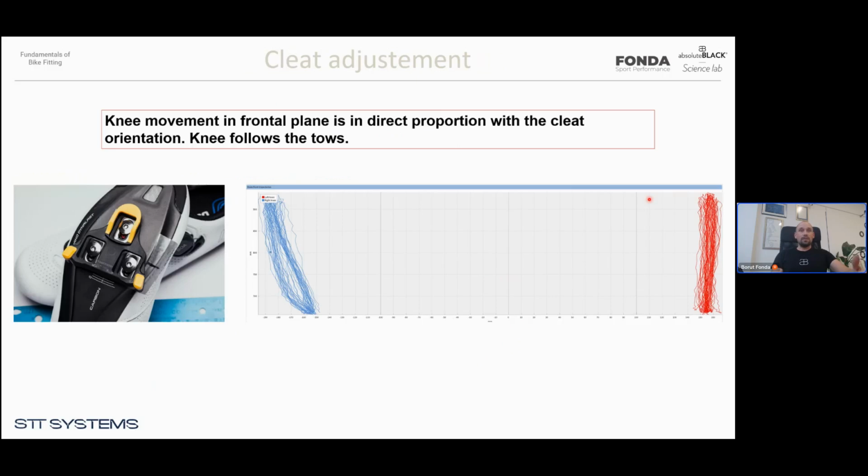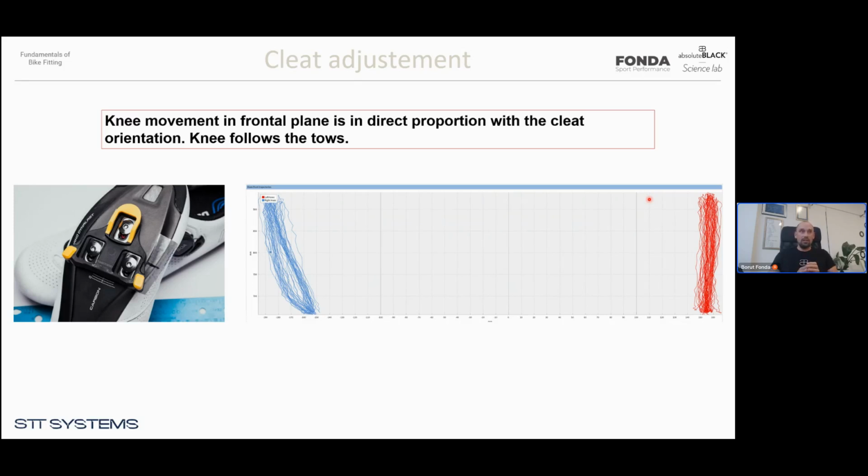Last but not least, we spoke about the cleat adjustments. I just want to leave it here. Knee travel, or the direction of the knee travel during the flexion extension phenomenon while cycling, is directly proportional to the cleat orientation. A good analogy would be if you stand up right now and you face your toes outward, so you put your hips in external rotation, and you do a squat, your knees will travel laterally outside. If you face your toes inside, that is, you do internal rotation of the hips, and you do a squat, your knees will go inwards. And that's exactly the same on the bike.